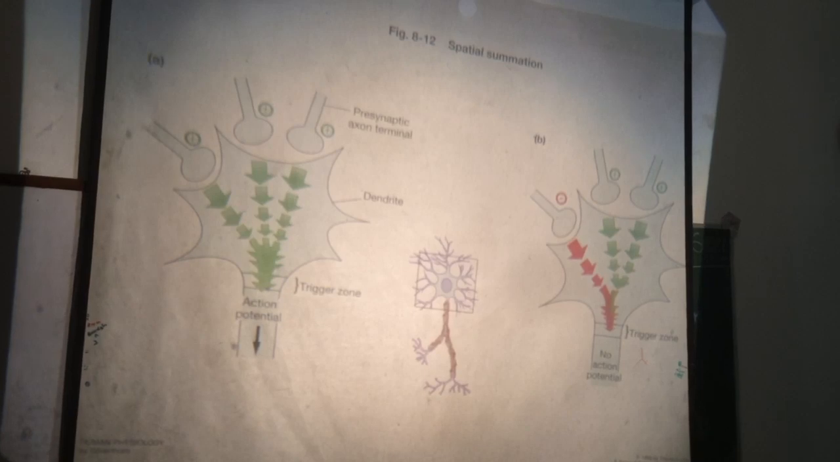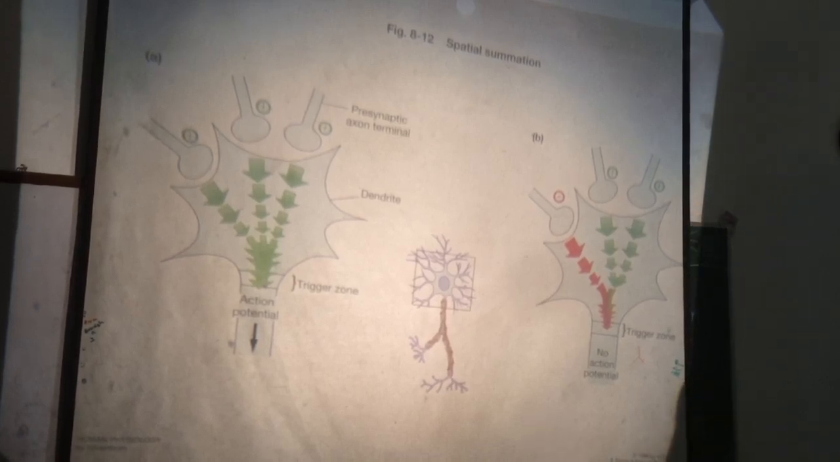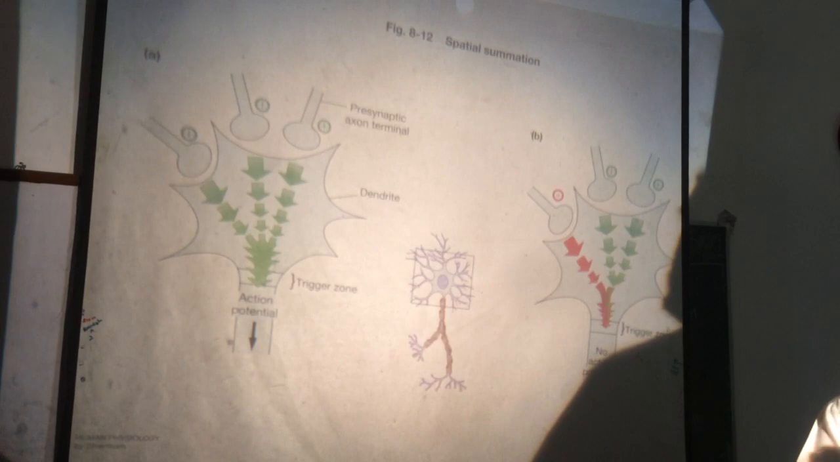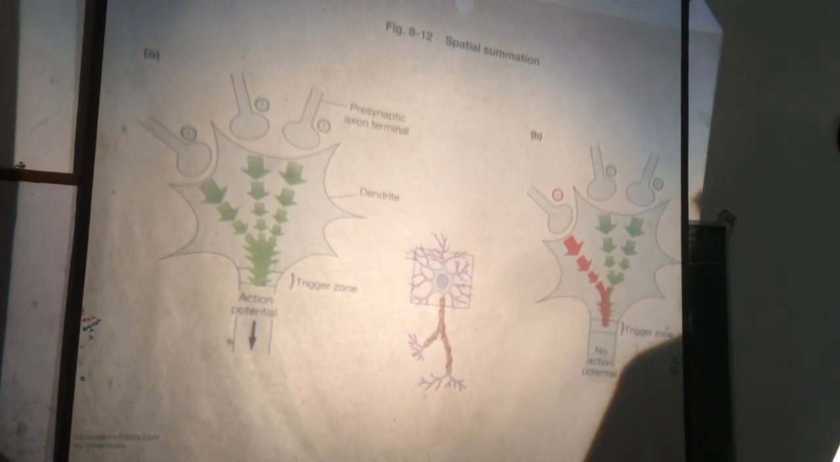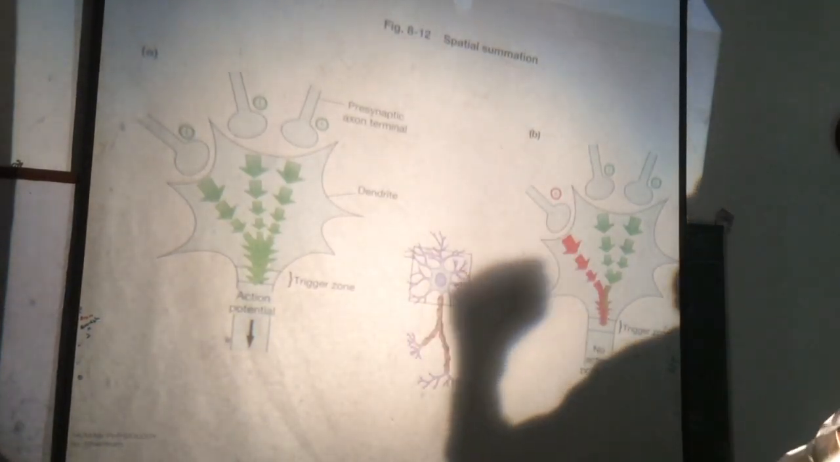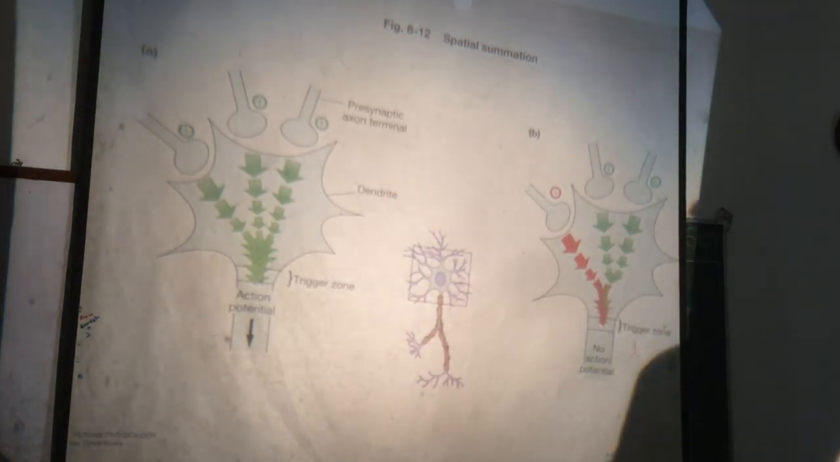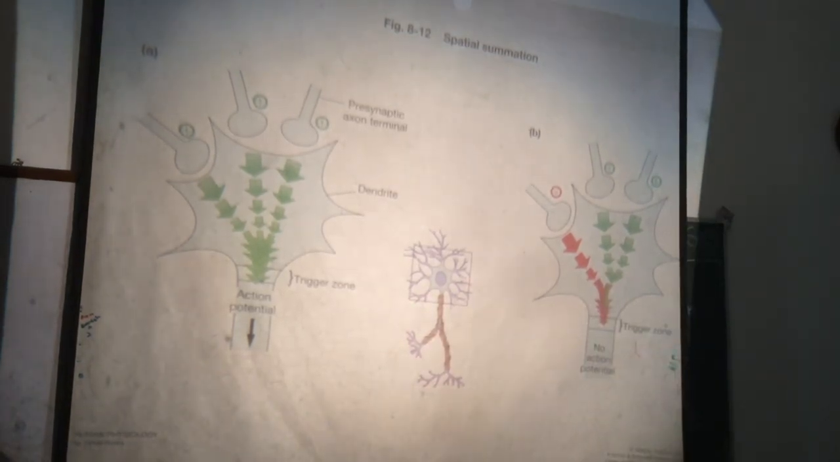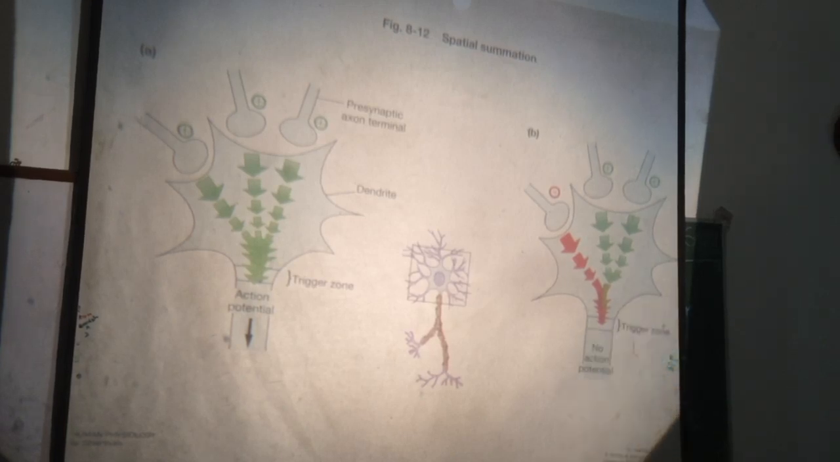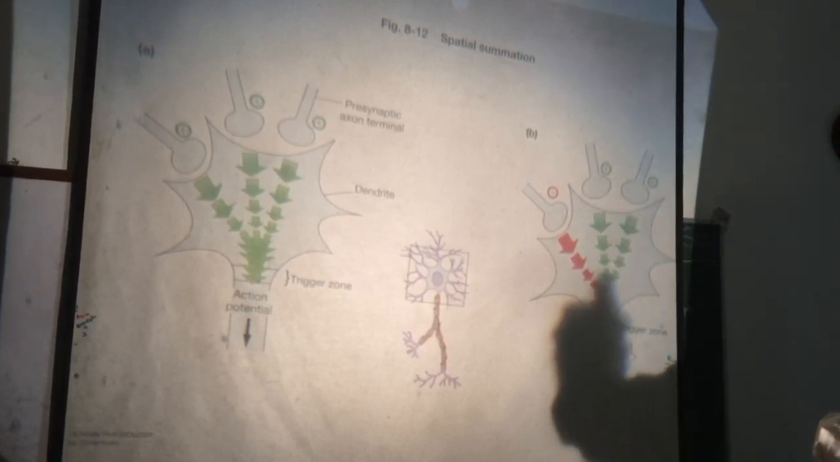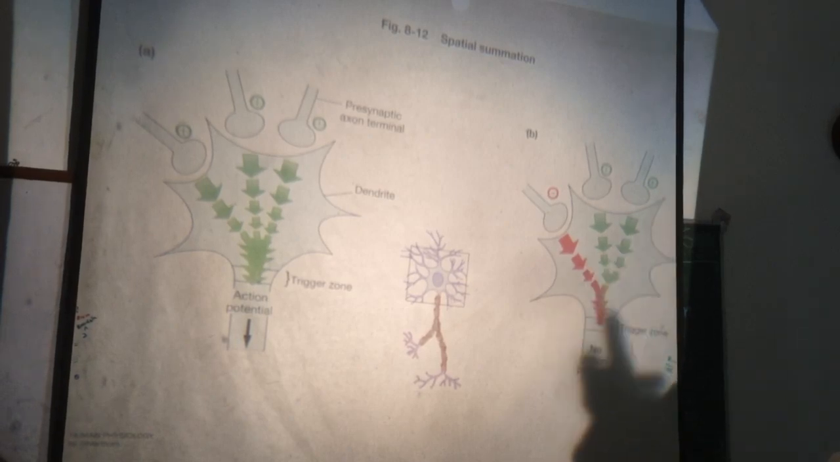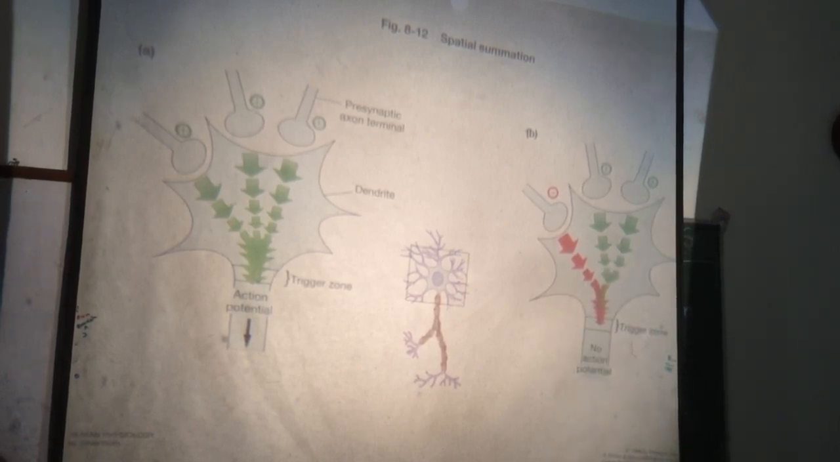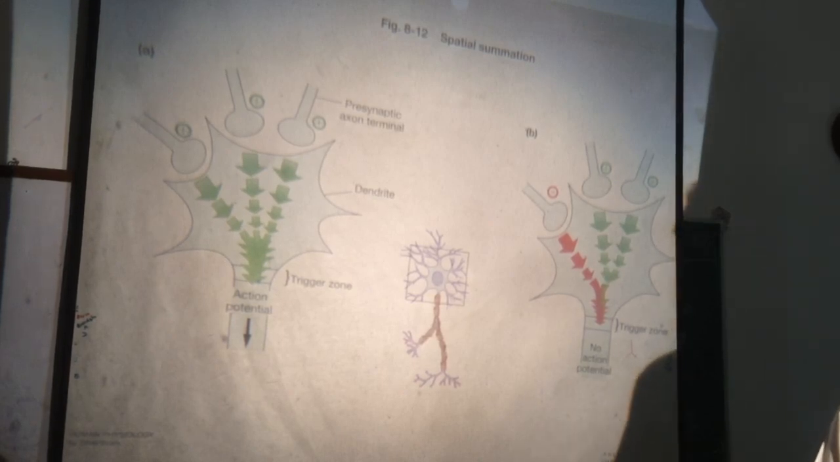Anesthetics decrease neuronal excitability by increasing the threshold of excitation. Anesthetics depress neuronal excitability by increasing the threshold of excitation. So this was about the effect of chemicals or drugs on neuronal excitability, and this was about the properties of synaptic transmission.